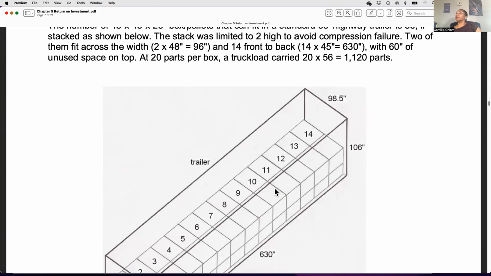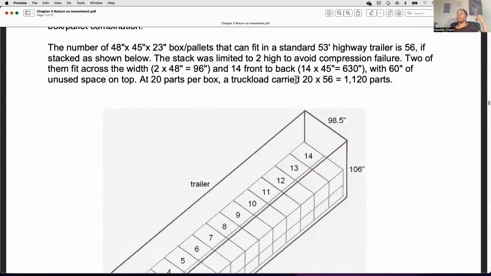And then they realize that they have 60 inches of unused space on the top. So again, these pallets are 23 inches. If they put 2 more in there, they would still have plenty of room, they would not have to leave any out, but they know because of the compression, they're limited to 2. So they've got 60 inches of unused space on the top because they can't load any higher.